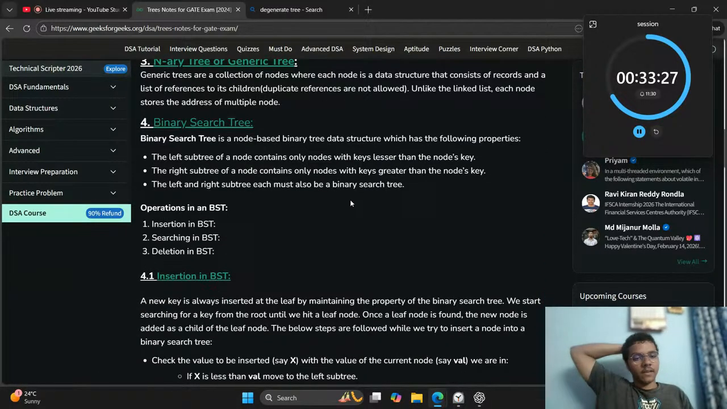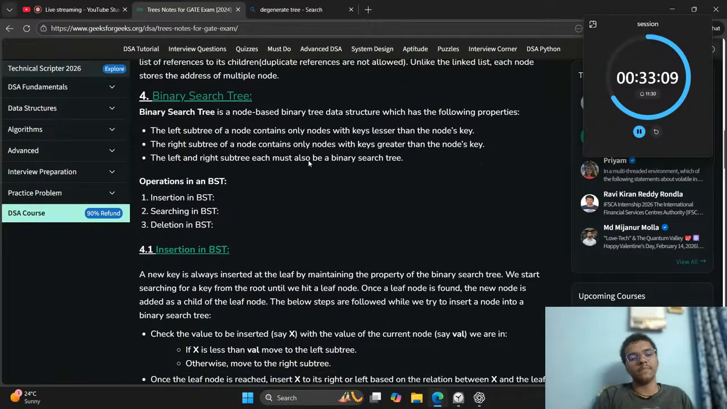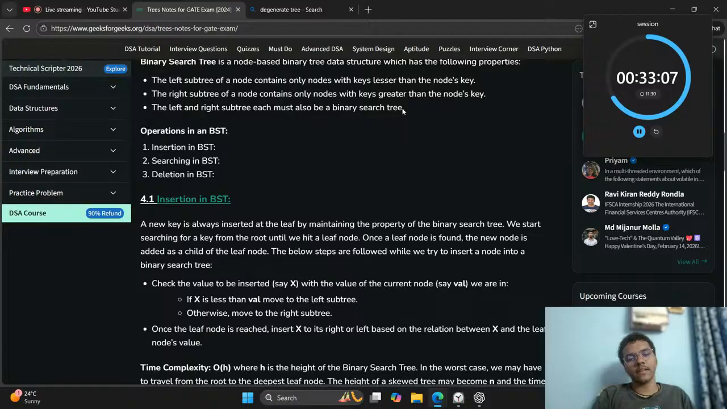Binary search tree. A binary search tree is a node-based binary tree data structure which has the following properties. The left subtree of a node contains only nodes with keys lesser than the node's key. The right subtree of the node contains only nodes with keys greater than the node's key. The left and right subtree each must also be binary search trees. That's like the recursive step.